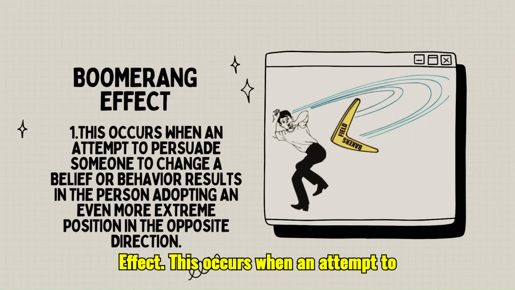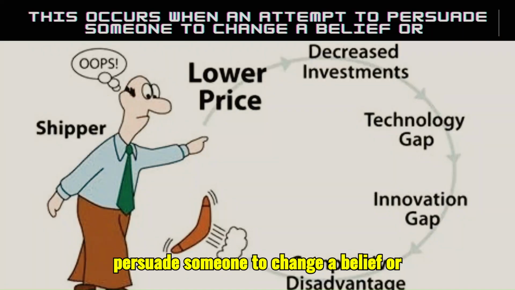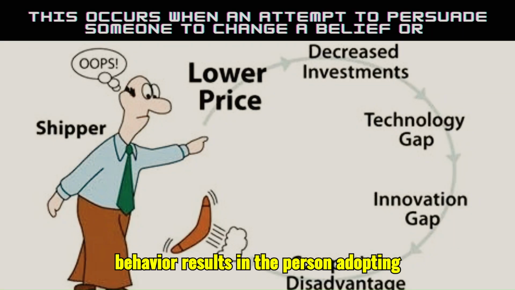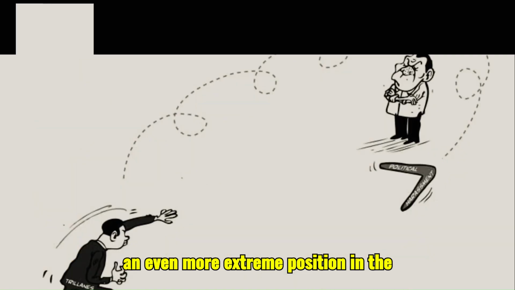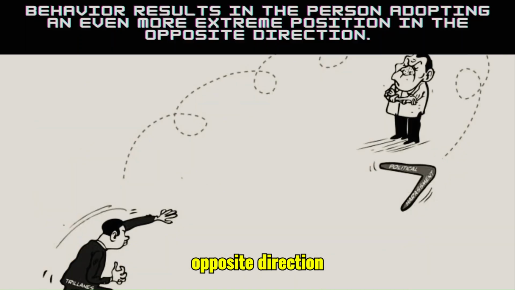7. Boomerang effect. This occurs when an attempt to persuade someone to change a belief or behavior results in the person adopting an even more extreme position in the opposite direction.